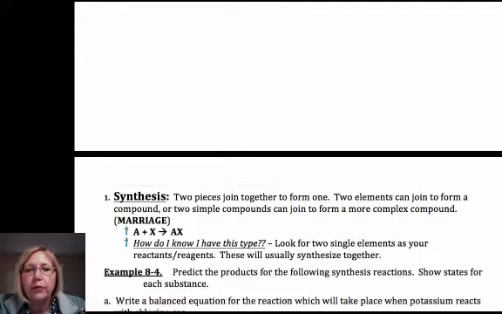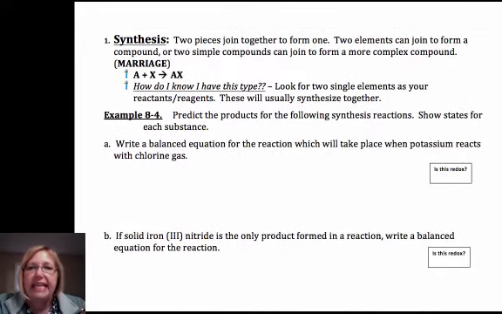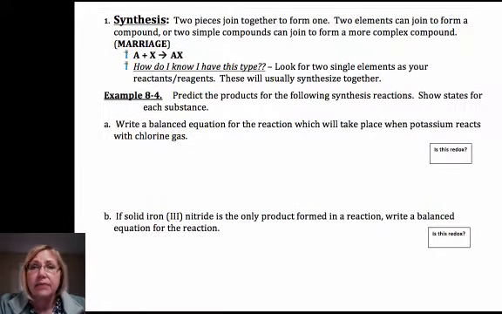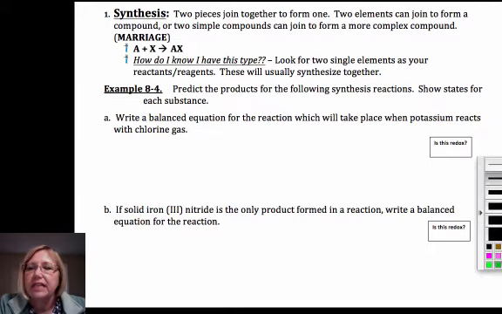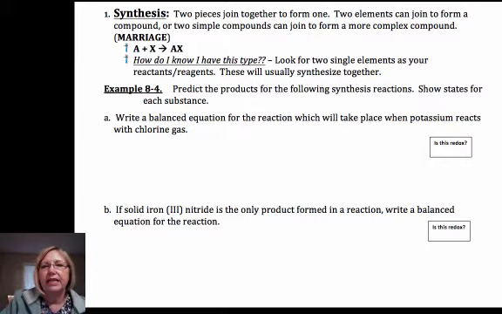We're going to jump right into predicting. Now, synthesis can be pretty complicated, and you will only have to classify the complicated ones. We're going to look at predicting only the simplest of synthesis. So let's take a look at how we would do that.